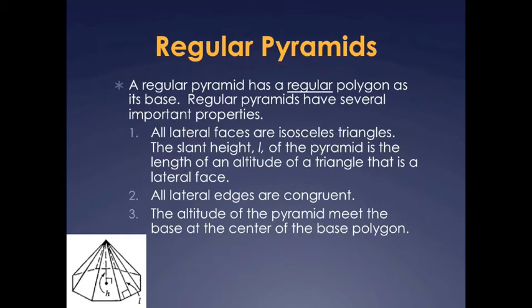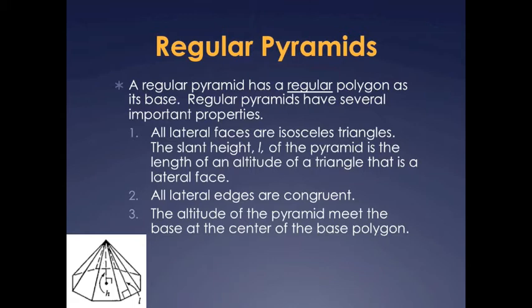The slant height, or cursive L, of the pyramid is the length of an altitude of a triangle that is a lateral face. So you'll notice on this diagram, the little cursive L is pointing to the slanted line, hence slant height.